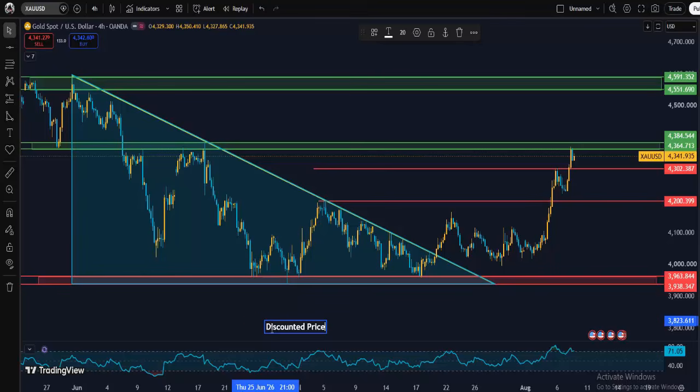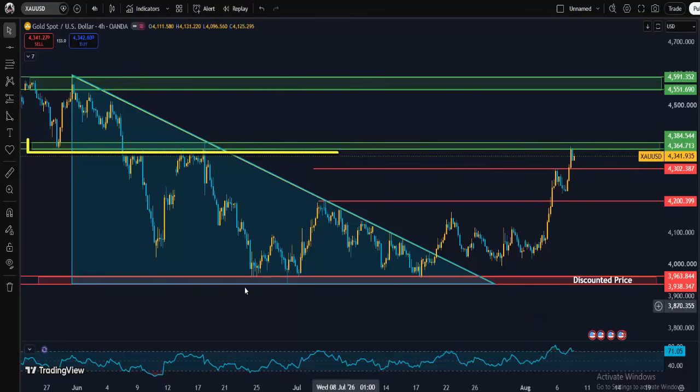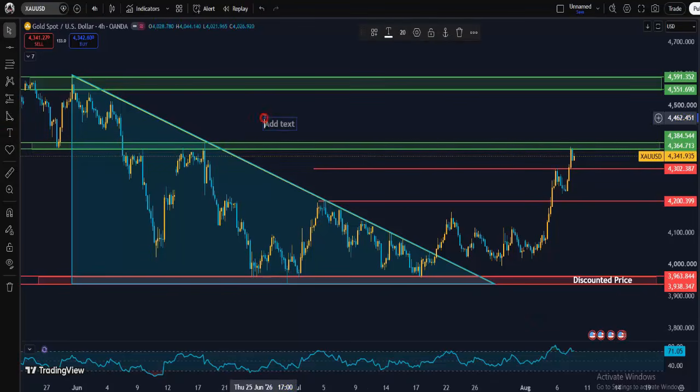Now let's move to the most important upside area. Resistance zone. Gold is currently approaching the major resistance zone around 4,364 to 4,384. This is an important area because it can determine whether the current bullish momentum continues or whether the market needs a temporary correction. After such a strong rally, it would be completely normal to see some profit taking around resistance. So traders should not simply assume that price will break higher immediately.